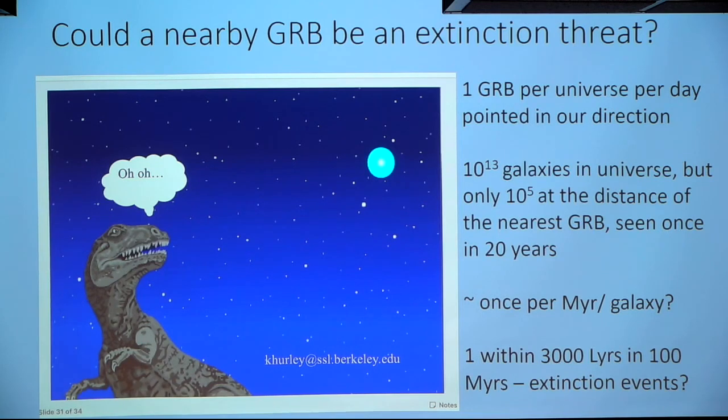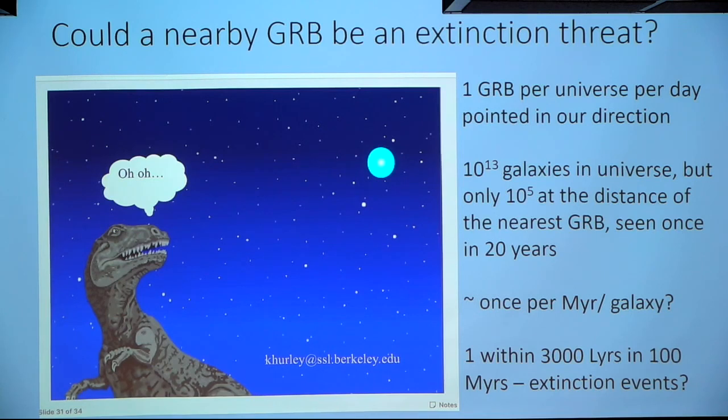So we have one gamma ray burst per universe per day. That's what we're observing. And there's thought to be 10 to the 13th galaxies in the universe. There's only 10 to the 5th galaxies at the distance of the nearest gamma ray burst, which is only 100 million years away. Okay. And so we might have one burst per million years per galaxy, and perhaps one within 3,000 light years in 100 million years. Could this produce extinction events?